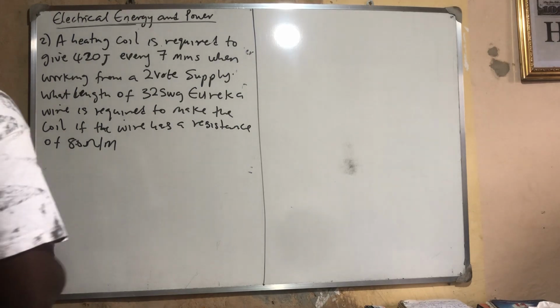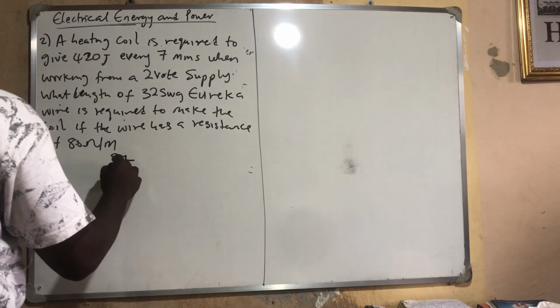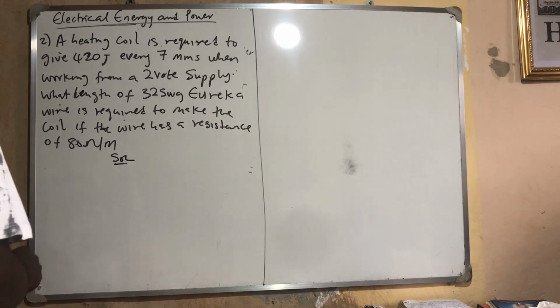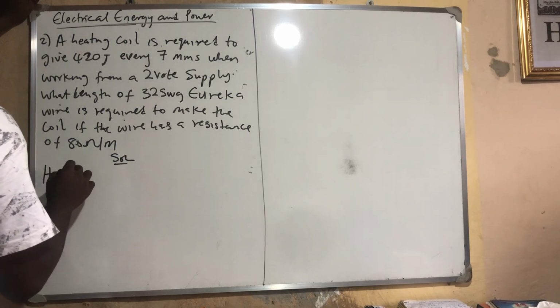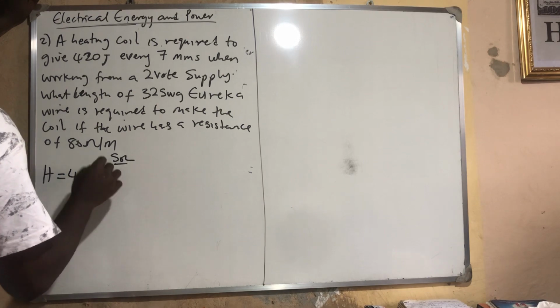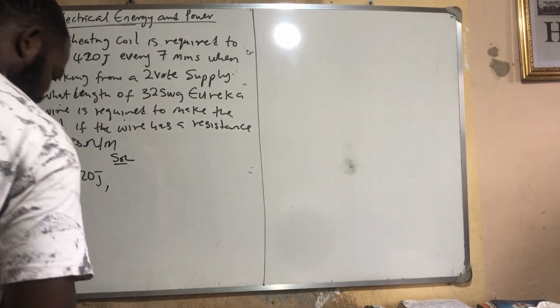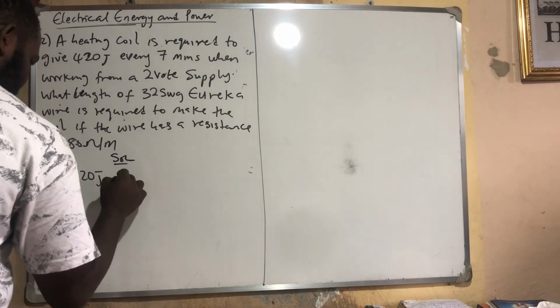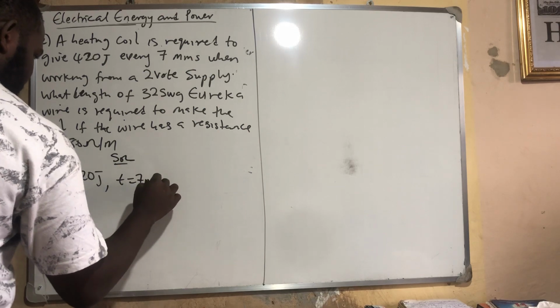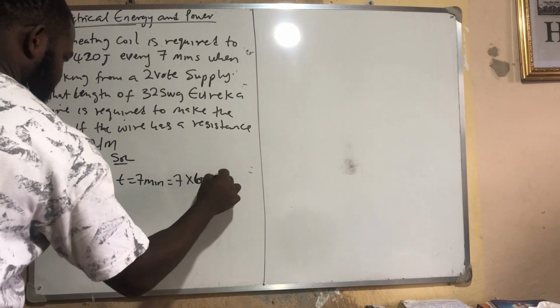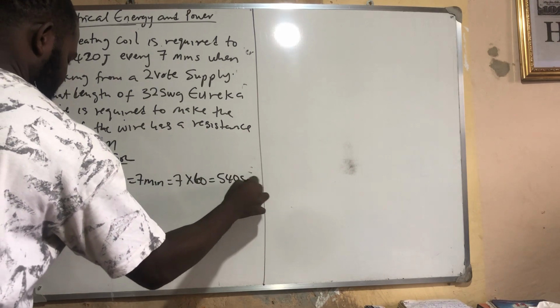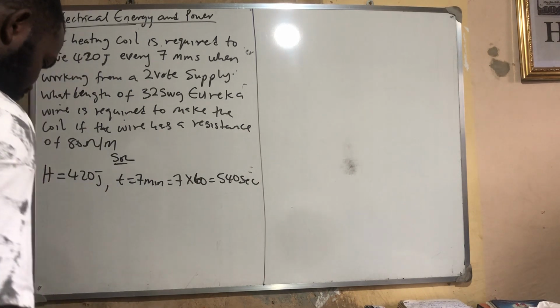So, solution. What were we given? They gave us the energy, let me call the energy H. They gave me the energy as 420 joules, and they gave me the time. Time is equal to 7 minutes, which is 7 times 60, which is 420 seconds. Okay, what else did they give us?